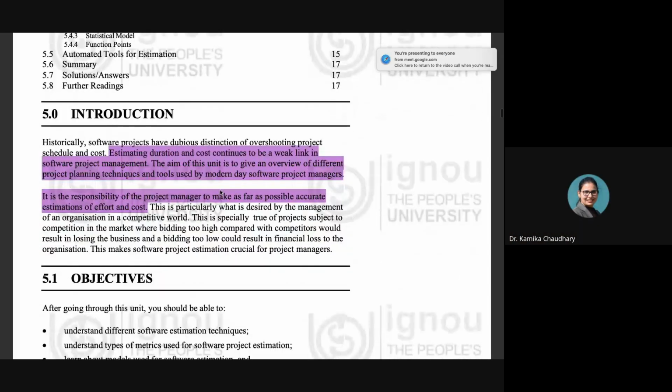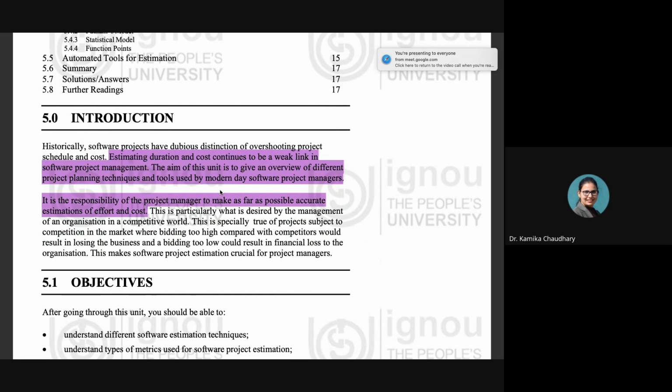So starting with this unit, first of all, in the case of software development, what do we have to estimate? Generally, we have to estimate the duration, that means in how much time the software is going to be completed, and the cost also: how much will be the entire amount that is going to be spent on the development of this software? So these are the two very important things that need to be estimated, and the aim of this unit is to give an overview of the different project planning techniques, how we plan our project.